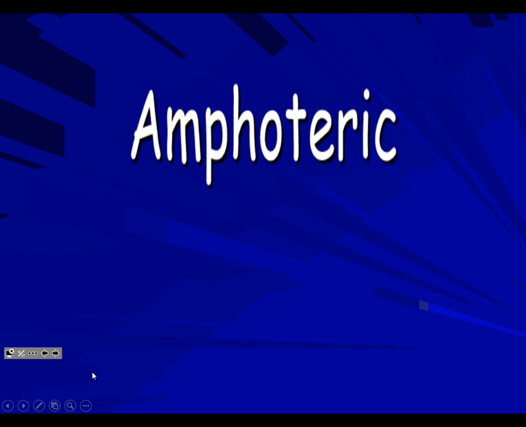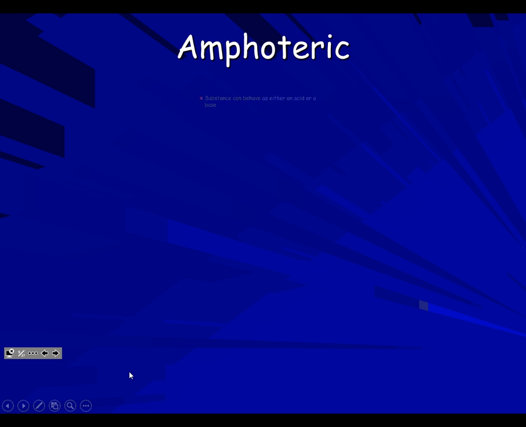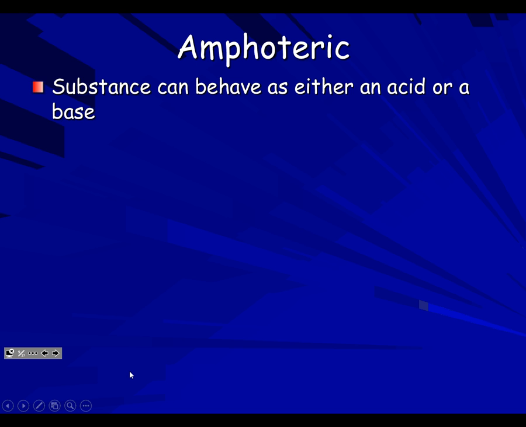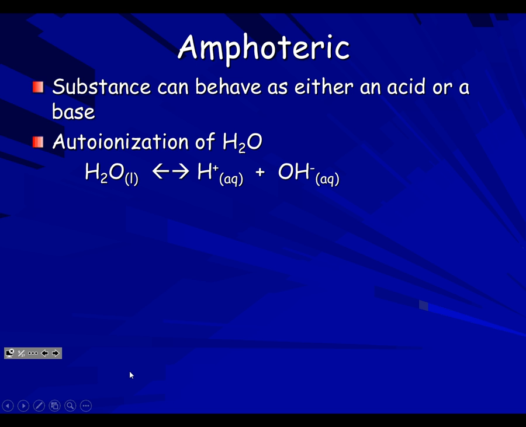Okay, amphoteric. These are substances that can behave as either an acid or a base. And our best one to talk about is water, and its auto-ionization. We have water as a liquid, and it breaks apart into hydrogen ions and hydroxide ions. In this chapter, you're probably going to find it more useful to think of water like that. Instead of H2O, you'll see me more commonly write it as HOH. And see, it produces both hydrogen ions and hydroxide ions.